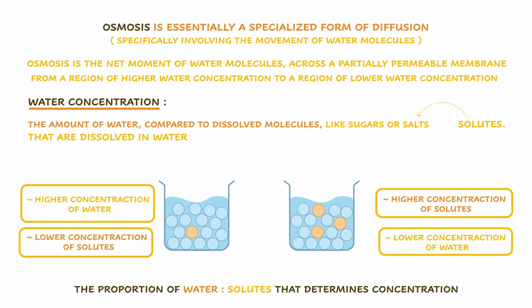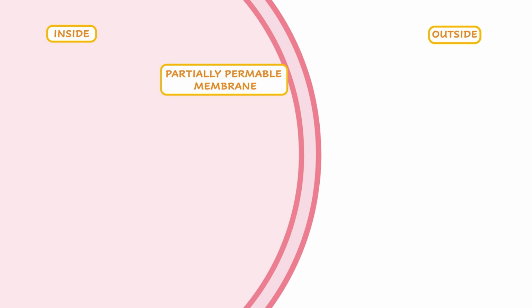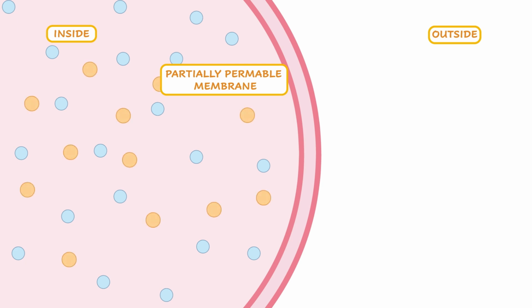Finally, let's examine how this applies to cells. Suppose this represents the inside of a cell, and this is the external environment, separated by a partially permeable membrane. Inside the cell, we have numerous water molecules and some solute particles. Outside the cell, we mostly have pure water with very few solutes.